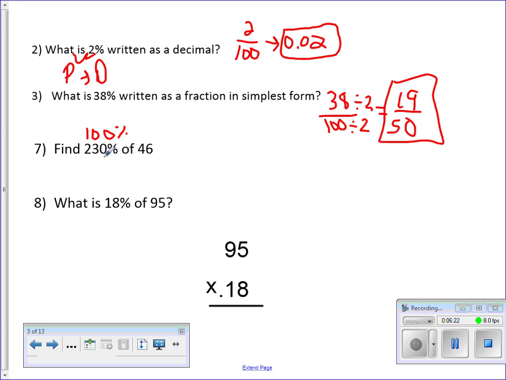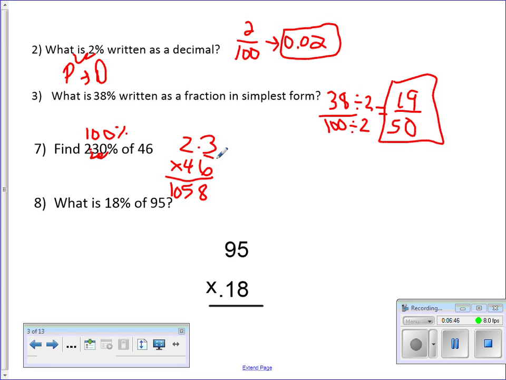So you could use mental math, but to calculate it, I'm going to move my decimal once, twice. So 230% as a decimal is 2.3, and I'm going to multiply that by 46. The digits that you should have are 1, 0, 5, 8.